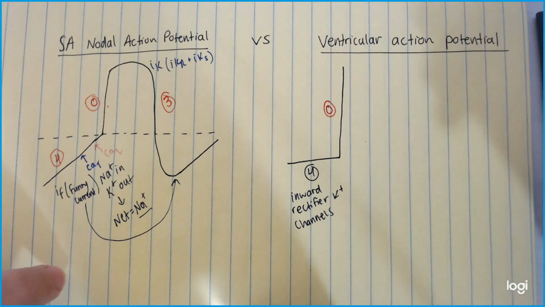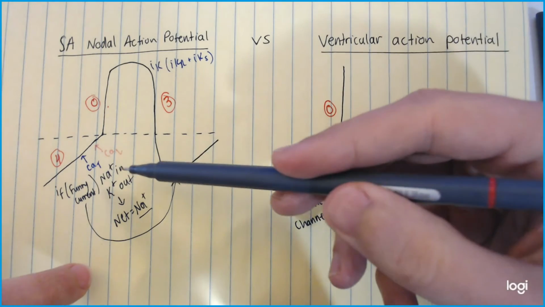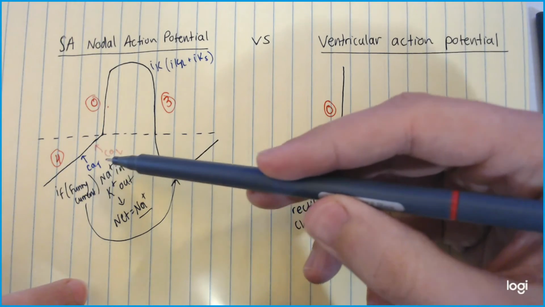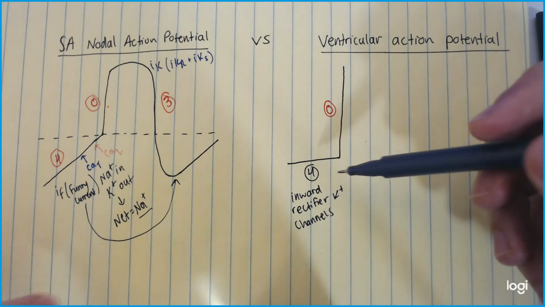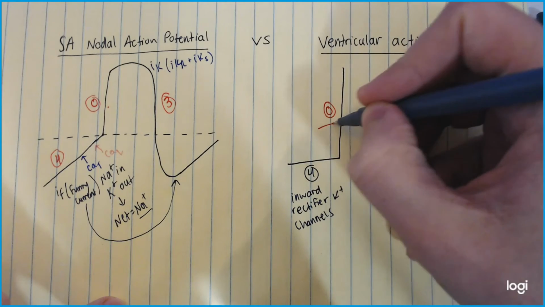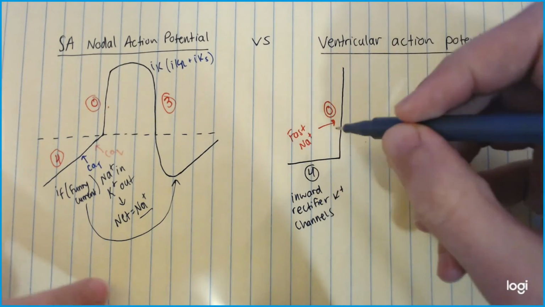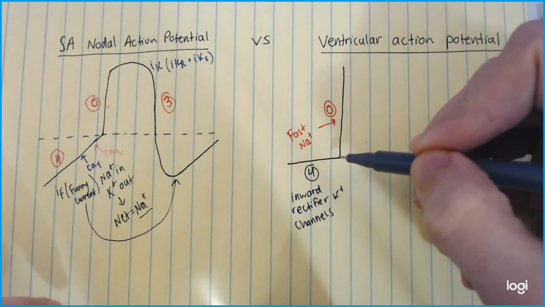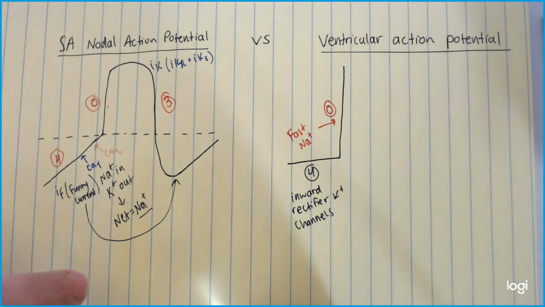So that's 0. And which channels are opening here? So over here, in the nodal, you have calcium and calcium. First the tiny ones, and then the large ones. And then you have the spike. However, in the ventricles, it's not calcium. Instead, it's sodium. So here you have fast sodium channels. They're opening, okay? And there's a lot of sodium channels, and that's why you get this huge spike.